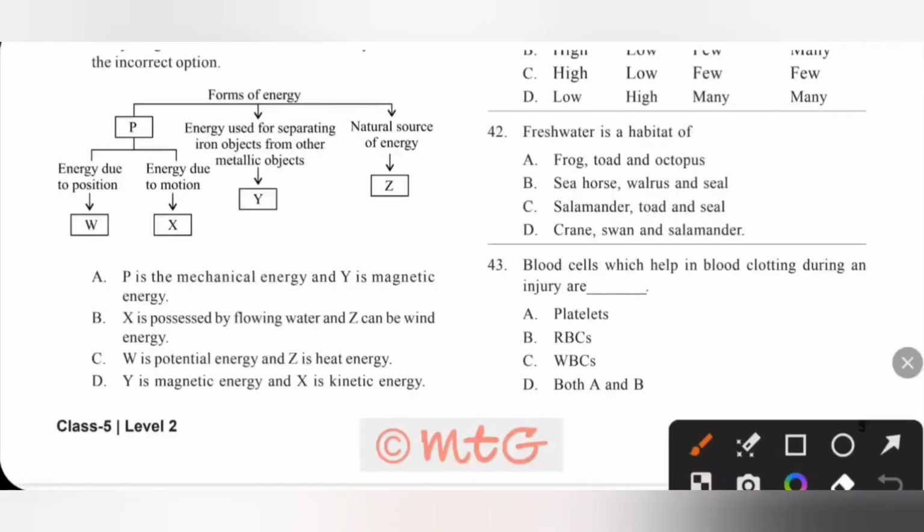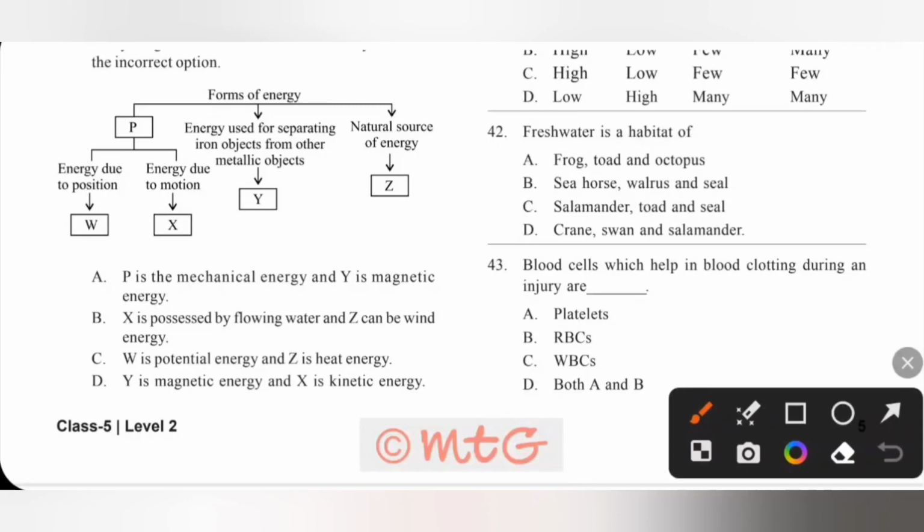Okay, so option A, P is the mechanical energy and Y is the magnetic energy. So it is the correct statement. B, X is possessed by flowing water. That is, kinetic energy is possessed by flowing water. And Z can be a natural resource, can be wind energy. So it is also a correct option.